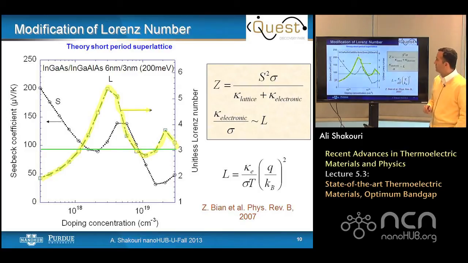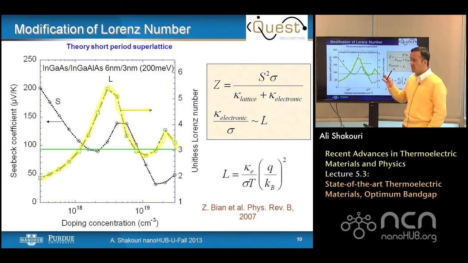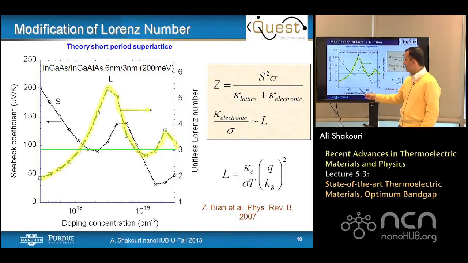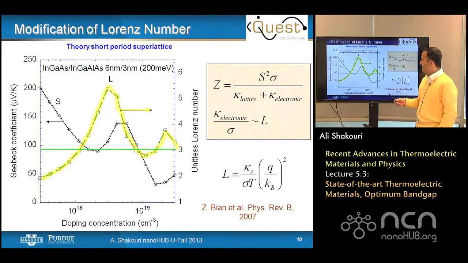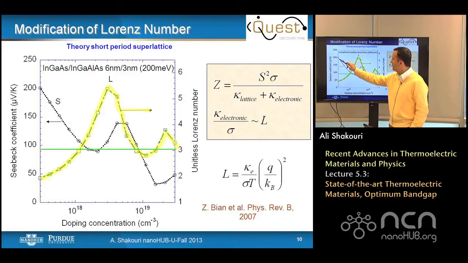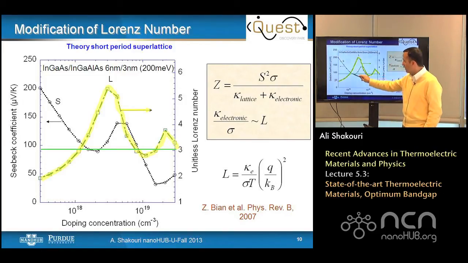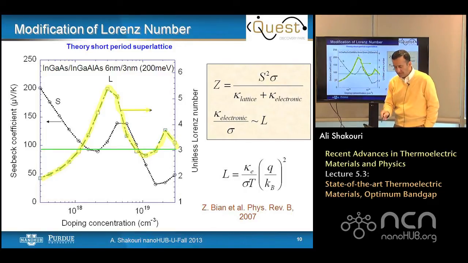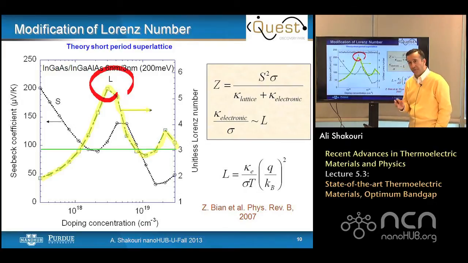Here is a paper from 2007, Zebarjadi and others, for a realistic thin barrier superlattice in GaAs, indium gallium aluminum arsenide, showing how the Seebeck coefficient and Lorenz number change as a function of doping. We already discussed in lectures in week 4 the non-monotonic behavior of the Seebeck, but here the yellow line shows you the Lorenz number, and you can see the Lorenz number with realistic material parameters can change easily by 50% or sometimes a factor larger.